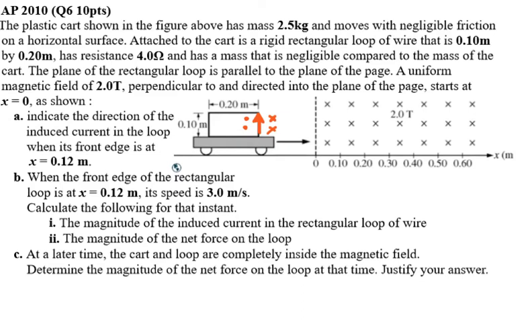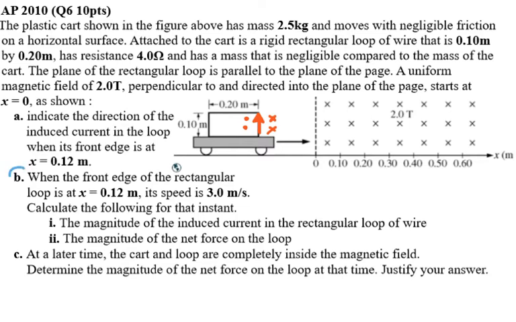For part B, they say when the front edge of the rectangular loop is at x equals 0.12 meters, its speed is 3 meters per second. Calculate the following for that instant. They ask you to calculate the magnitude of the induced current in the rectangular loop of the wire and then the magnitude of the net force acting on the loop.